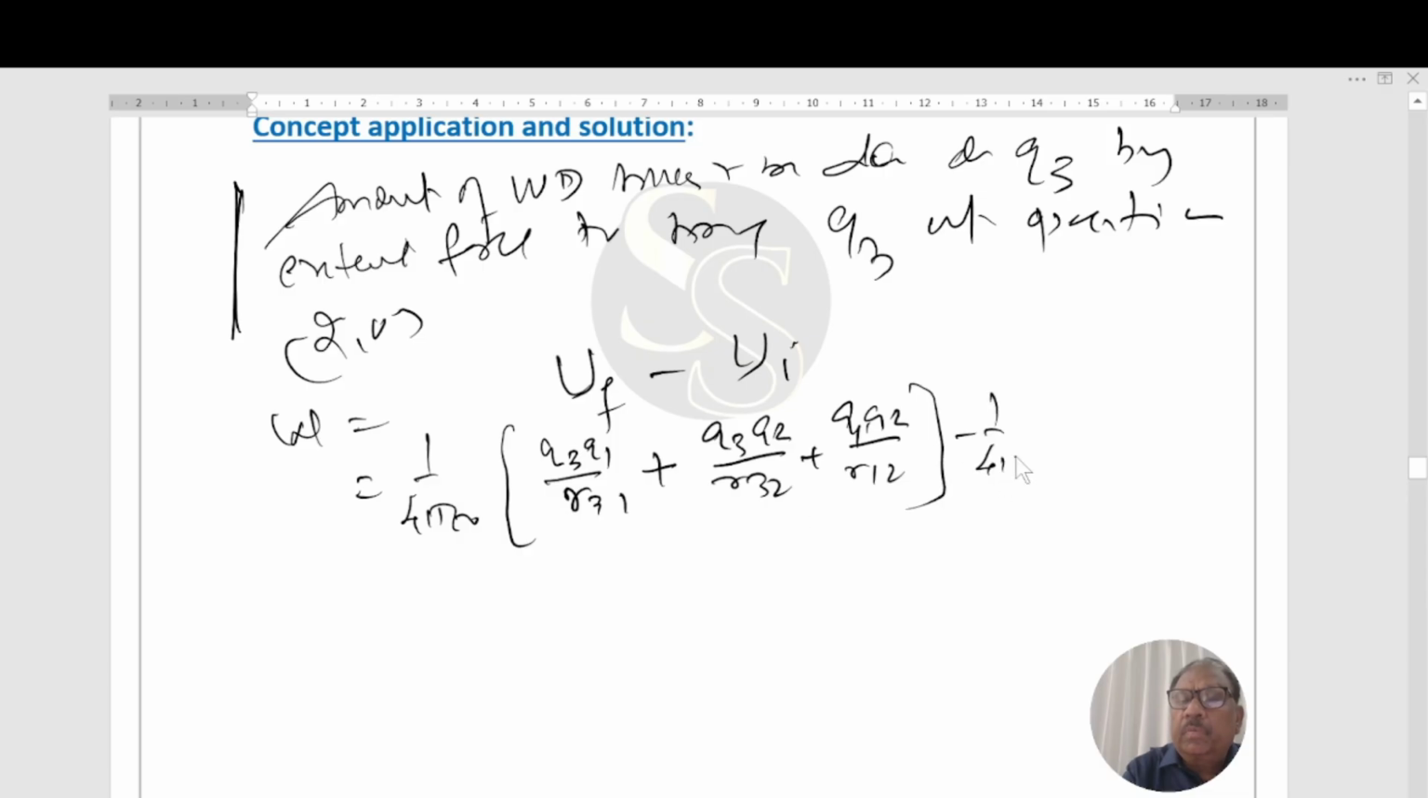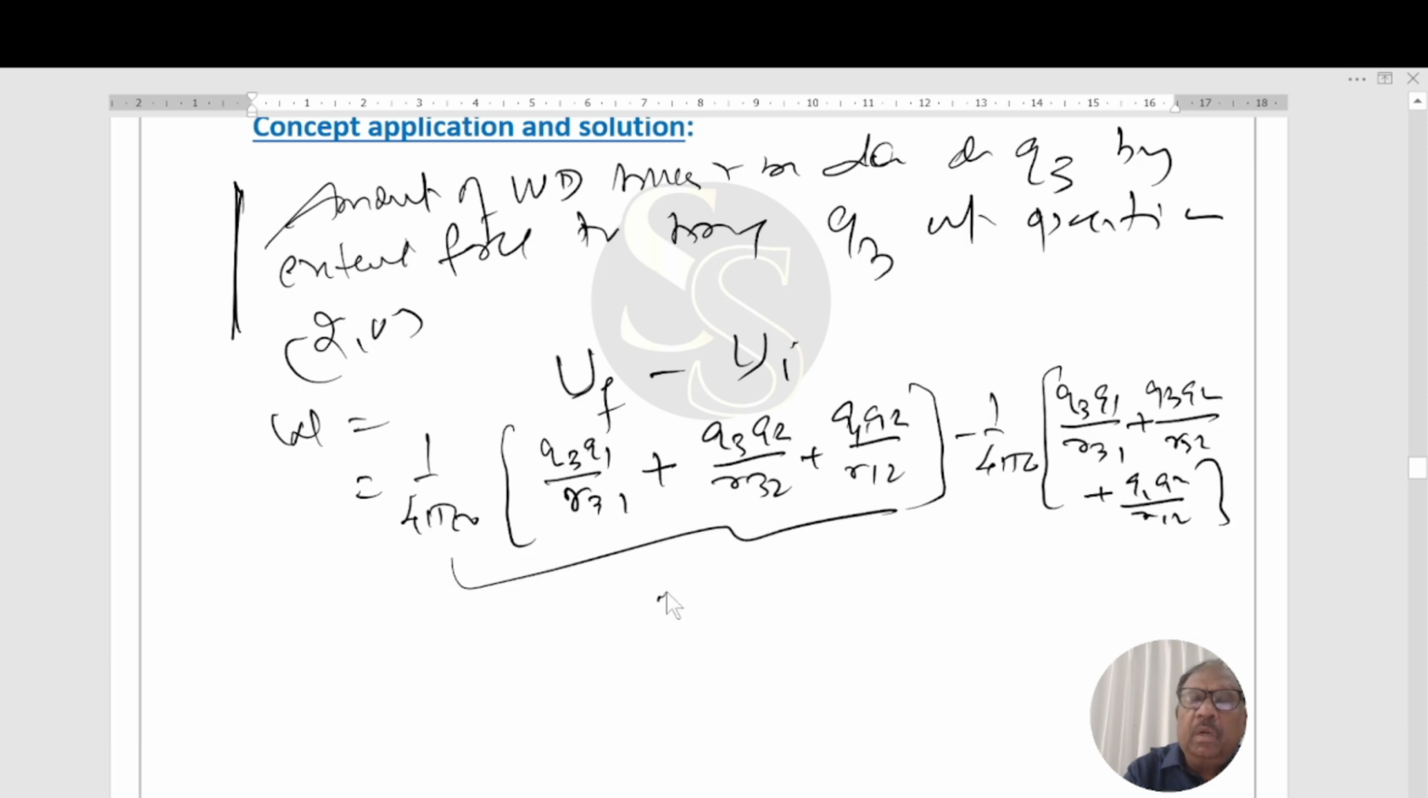minus 1 over 4 pi epsilon naught, Q3 Q1 upon R31 plus Q3 Q2 upon R32 plus Q1 Q2 upon R12. This is final potential energy. This is initial potential energy.